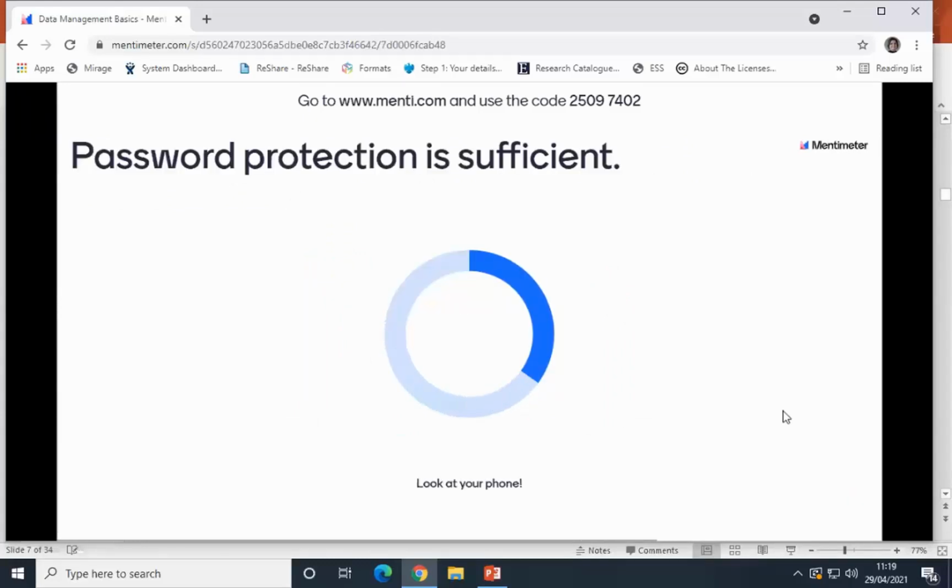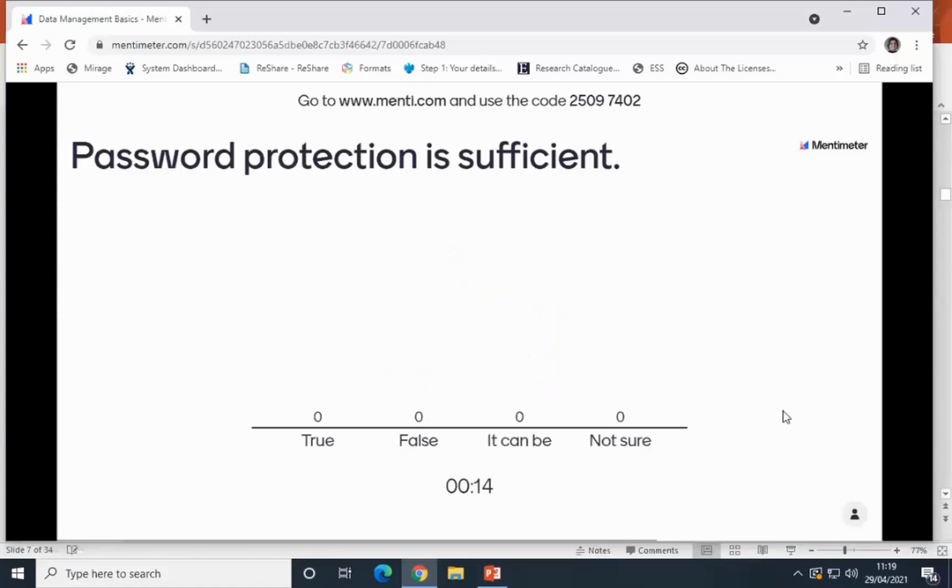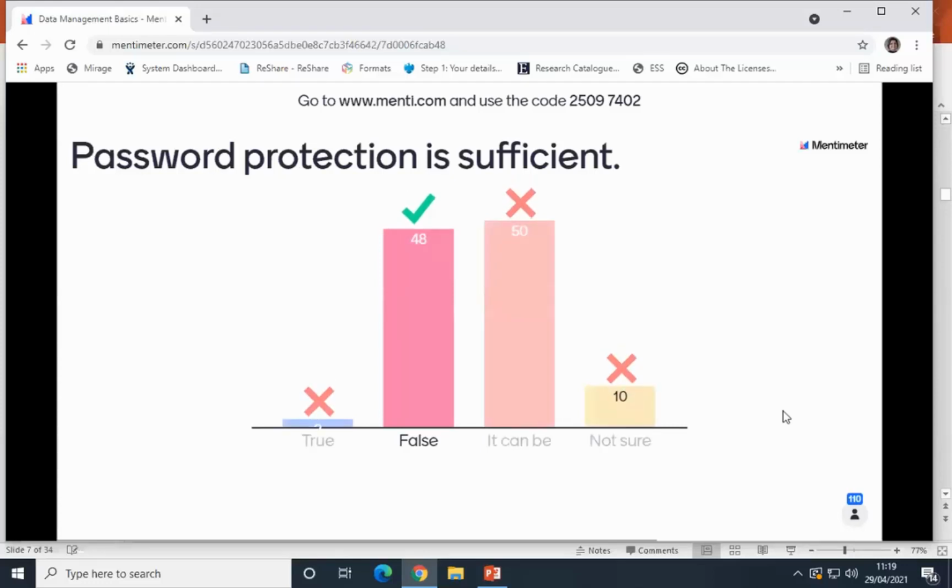Moving on to the next question. Password protection is sufficient. True, false, it can be, or not sure. Okay, so the two most common answers are false and it can be. The correct answer here would be false, and I'll explain why. The reasoning is that when we're trying to protect data, it's not just the data that we collect, it's also our own data. My personal laptop, for example, I would like to control who has access to it. And just having a simple password is not enough.